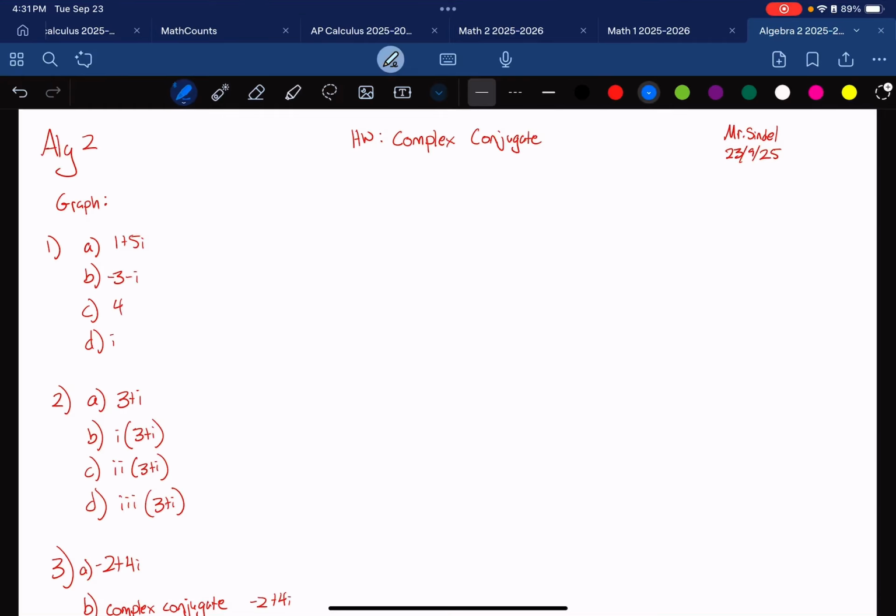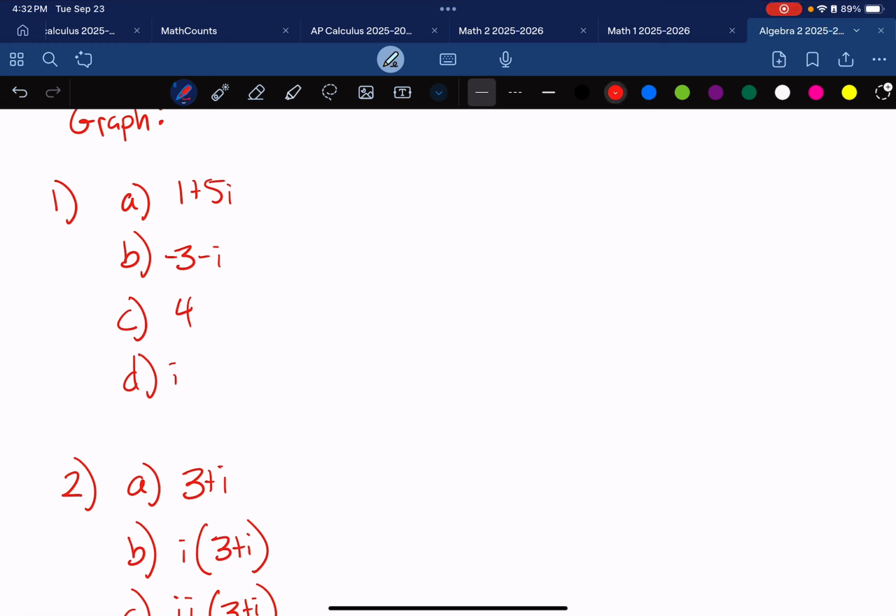This is Algebra 2. Our homework is the complex conjugate. Today is the 23rd of September, 2025. I'm just going to make a very informal graph. I don't have graphing paper. All right, I'm supposed to graph 1 plus 5i.